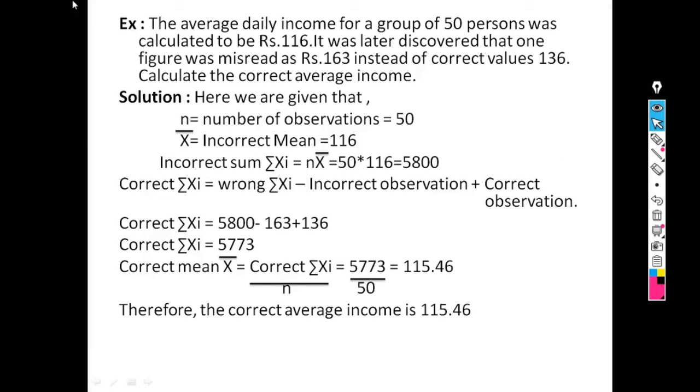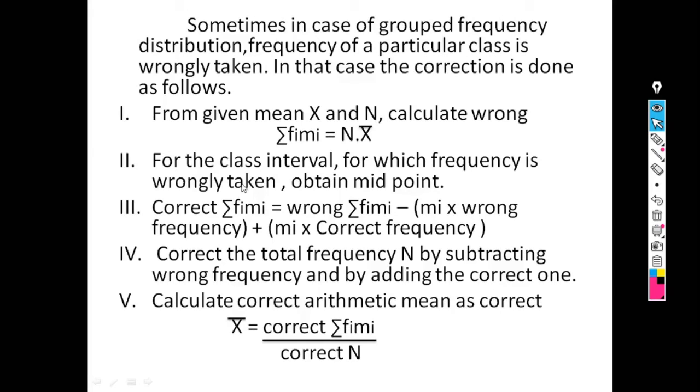In this way, we can calculate the correct arithmetic mean for individual observations. But sometimes in case of a group frequency distribution, the frequency of a particular class is wrongly taken. Group frequency distribution means class intervals along with their frequencies. In that case, the correction is done by using the following procedure.